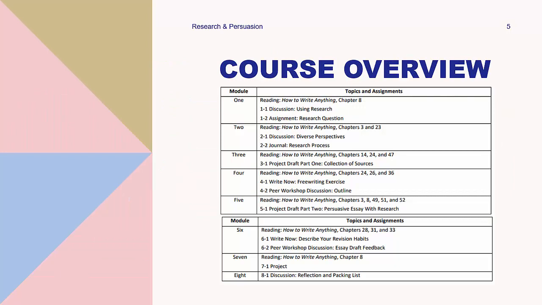For a course overview, we have basically 8 weeks broken down into both assignments and discussions. This week, we will be discussing how we use research and our exposure to research, and we'll be creating a research question, which will send us on our path to our final essay. In week 2, we have another discussion talking about different perspectives, how people look at the same thing different ways, and we'll journal about our research process.